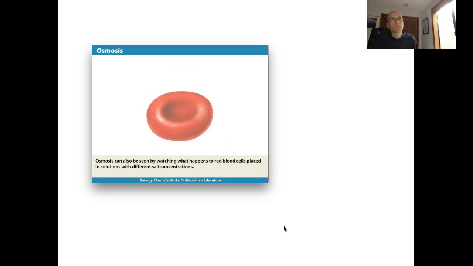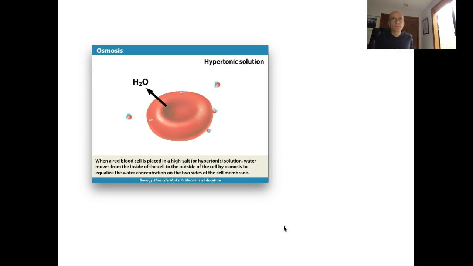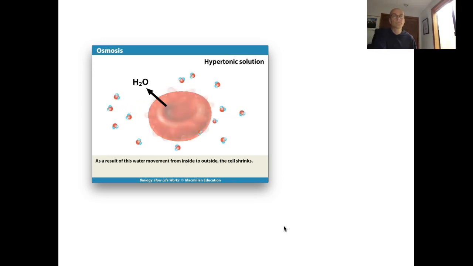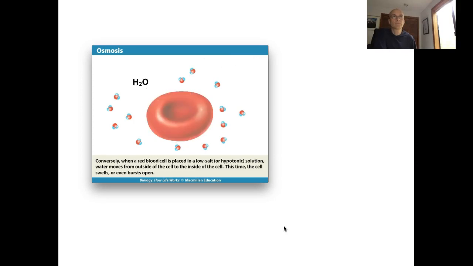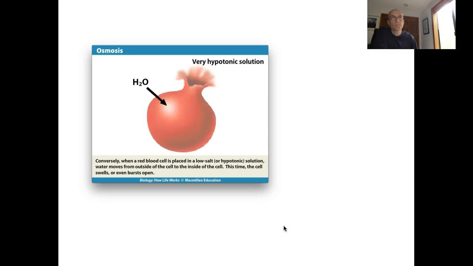Osmosis can also be seen by watching what happens to red blood cells placed in solutions with different salt concentrations. When a red blood cell is placed in a high salt or hypertonic solution, water moves from the inside of the cell to the outside of the cell by osmosis to equalize the water concentration on the two sides of the cell membrane. As a result of this water movement from the inside to outside, the cell shrinks. Conversely, when a red blood cell is placed in a low salt or hypotonic solution, water moves from outside the cell to the inside of the cell. This time the cell swells or even bursts open.